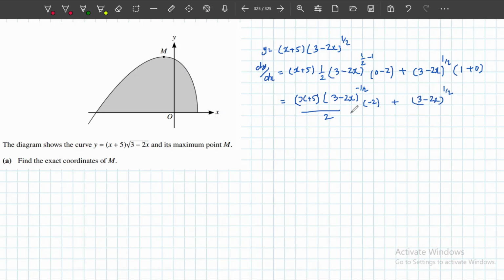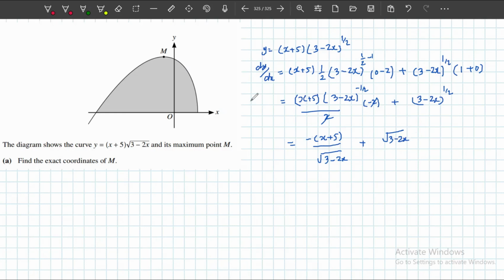Then we try to simplify further, cancel 2 and 2. And next, remember that there is a minus sign as well. So we can say that minus (x plus 5), and here we have power negative 1 by 2, so that can be changed into positive. If you bring it down, it becomes (3 minus 2x) plus square root of 3 minus 2x.